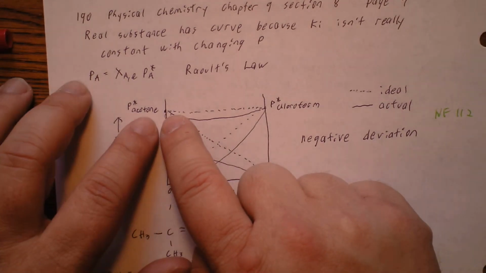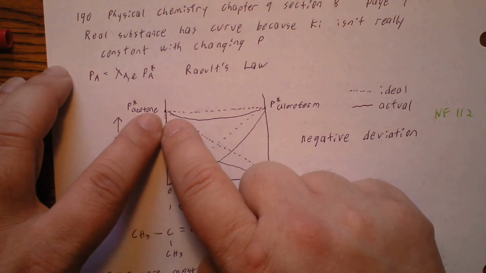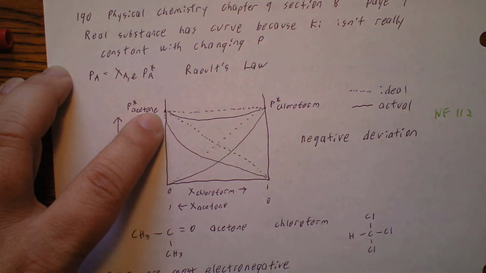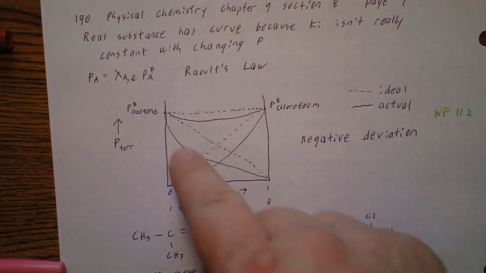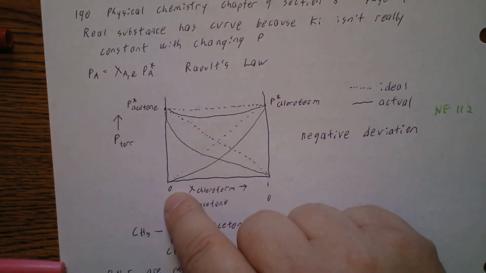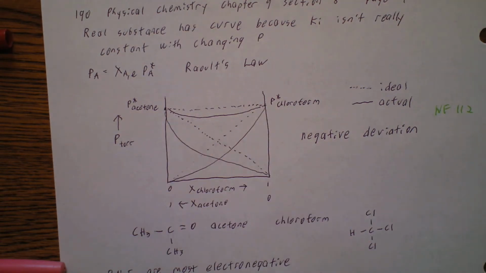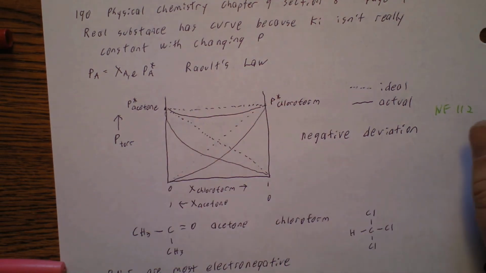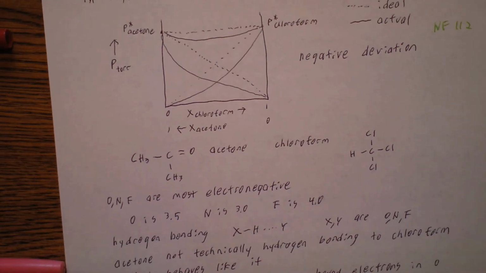For the pure substance acetone, you have whatever pressure that is. This is the partial pressure at this temperature of the acetone. And over here, you have the pressure of the chloroform in its pure state. The dotted lines show you the ideal here. Following Raoult's law, it's just going to go straight up like this, or straight down like this. But in real life, these curves show that there's negative deviation, which means it's lower than you would expect based on the laws.